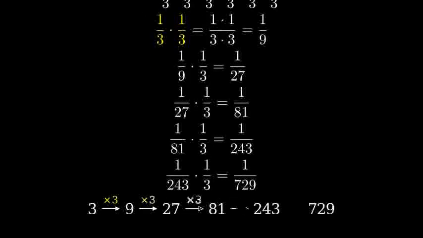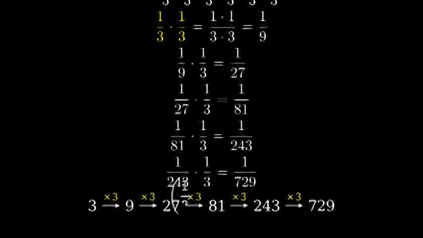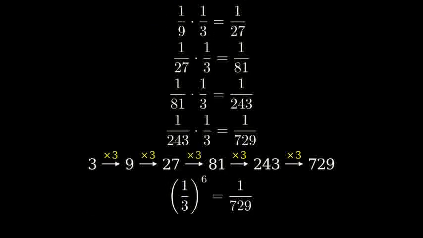Let's look at the pattern we followed. Each time we multiplied by 1/3, our denominator was multiplied by 3. We can see this pattern: 3, 9, 27, 81, 243, and finally 729. Therefore, 1/3 raised to the 6th power equals 1 over 729.